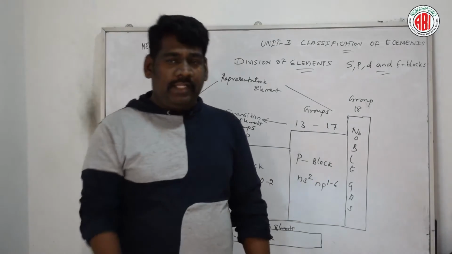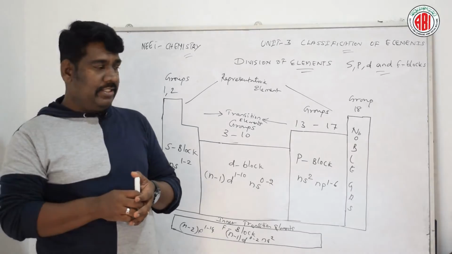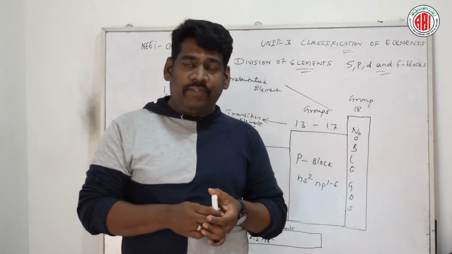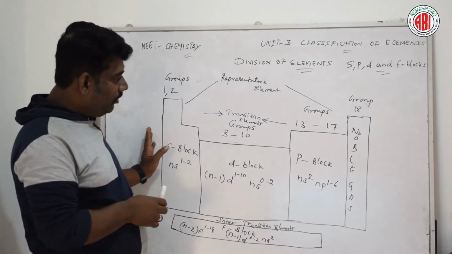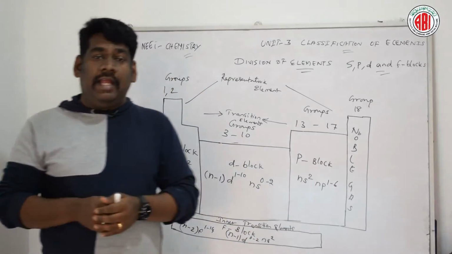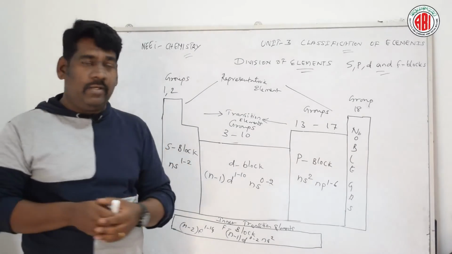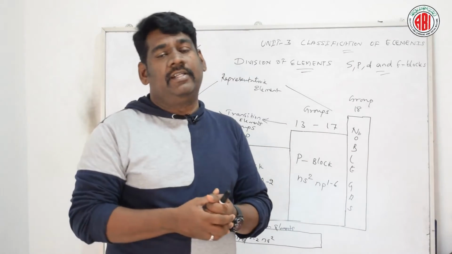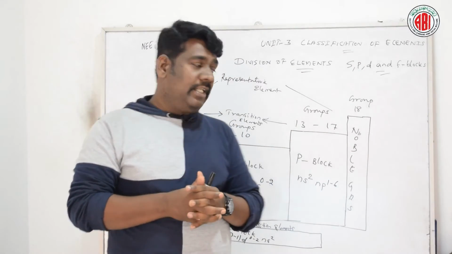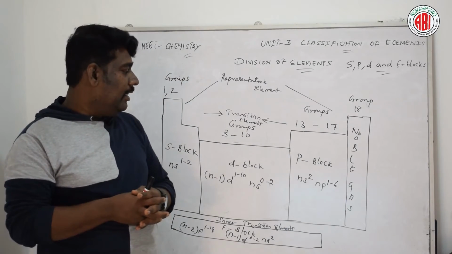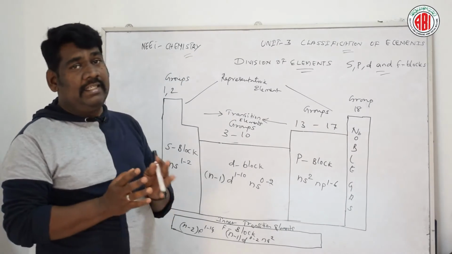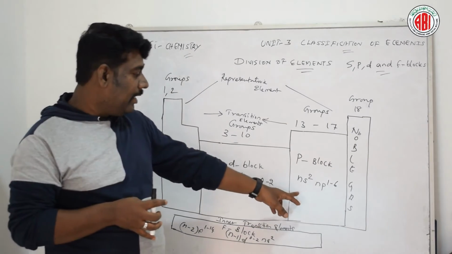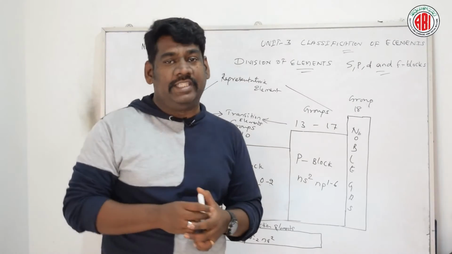Now talking about the non-metallic characteristic features of these elements: non-metallic character increases as we move from left to right across the period, and metallic character increases as we go from top to bottom. So these are the elements packed in the P block, and the general electronic configuration used for P block elements is ns2 np1 to 6.